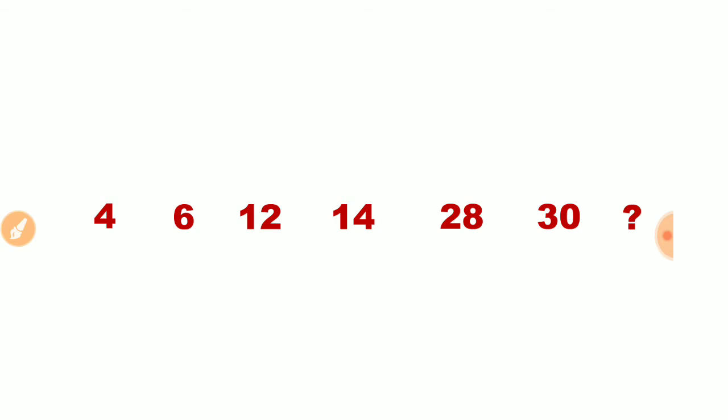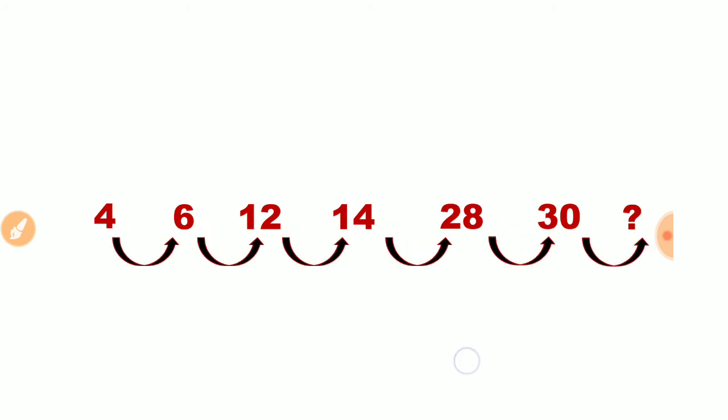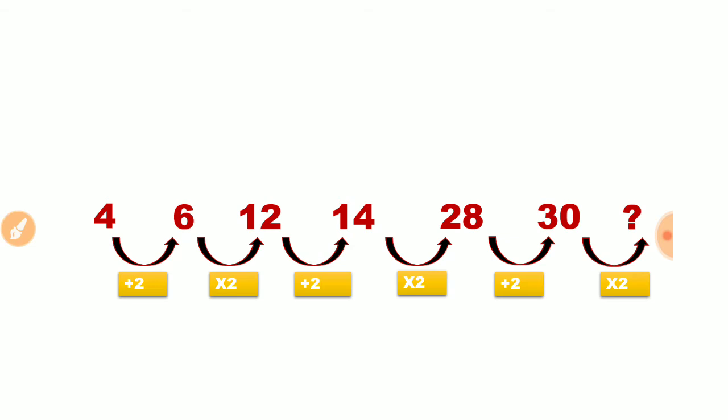You can imagine that 4 and 6. Okay, 4 and 6 definitely means what? 4 plus 2. 4 plus 2 is what? 6. 6 into 2, 12. 12 plus 2, 14. 14 into 2. So the logic is very simple. Plus 2, into 2, plus 2, into 2, plus 2, into 2. So what is your answer? The answer is 30 into 2. It is 60. Okay. So the logic is very important. Adding 2, doubling it. Adding 2, doubling it. Alternately, you are getting the right answers. So logic is very important.